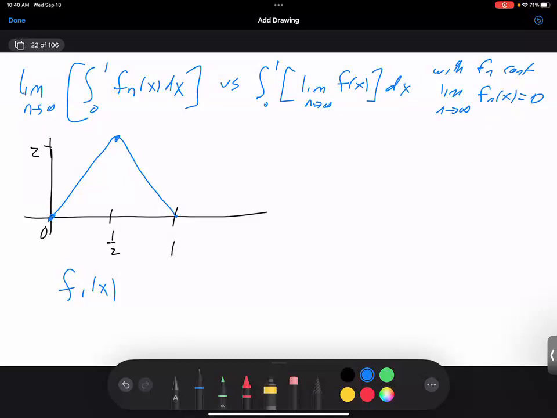Well, we're trying to make something integrate to 1. We definitely want it to integrate to 1, and we want our functions to be continuous, and we want it to be converging pointwise to 0. So what would happen if we always had our taller and taller triangle centered at 1/2?